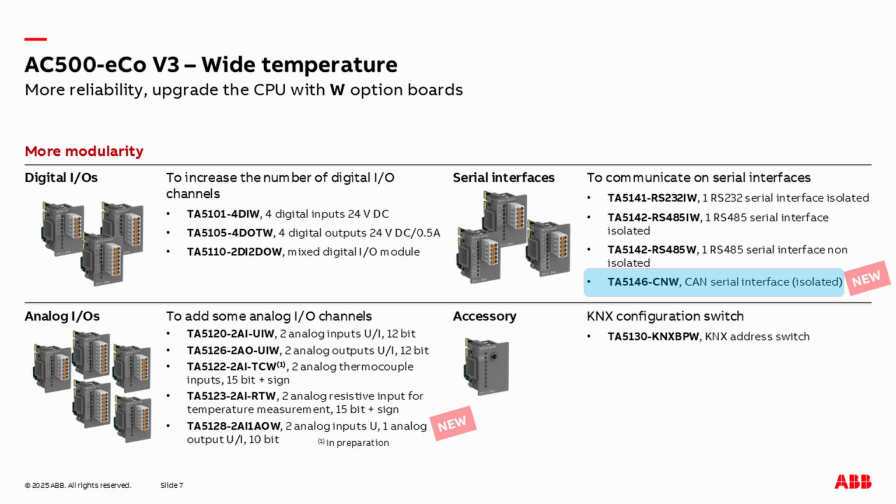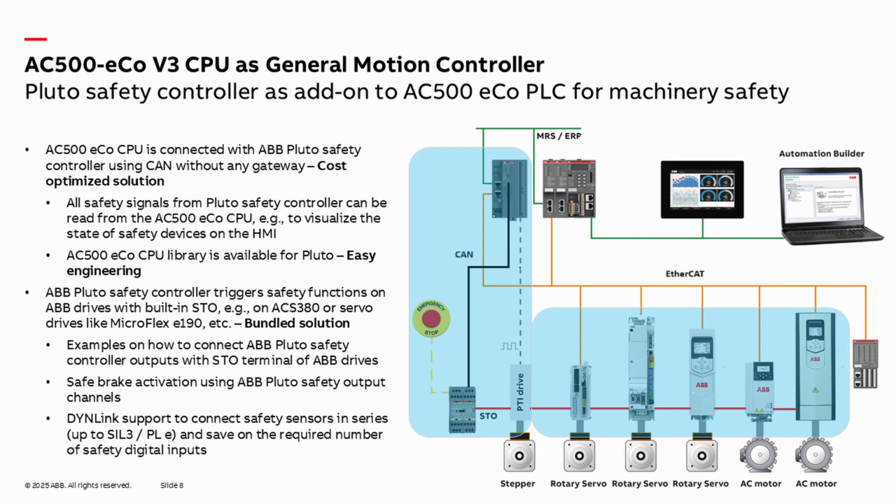And this module, which we just launched, also motivated us a lot to really highlight in this slide, which we adapted now with this CAN communication directly between the Pluto CPU and the eCo version 3 CPU. If you would put here this option board, which I just showed in the previous slide. With that, you would be able to map all the signals, safety signals, from the Pluto directly to the AC500-eCo CPU.